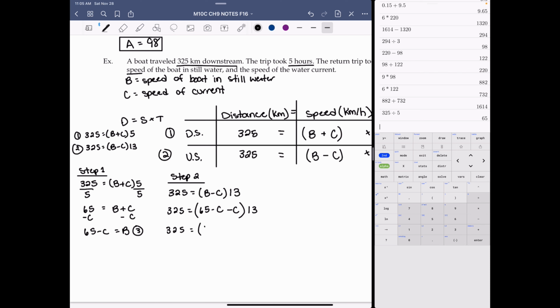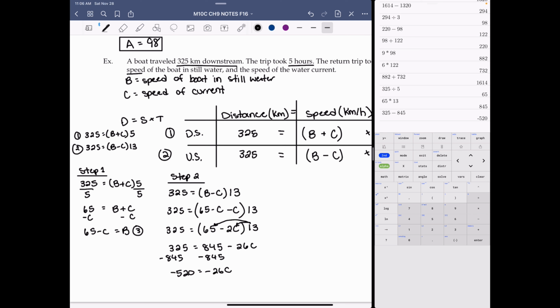Simplify the brackets. 325 equals 65 minus C minus C, which is 65 minus 2C, times 13. Then multiply the 13 into the brackets. 325 equals 65 times 13, which is 845, minus 13 times 2, which is 26C. And then we want to isolate C, so minus 845 from both sides. 325 minus 845 is negative 520 equals negative 26C. Divide both sides by negative 26. Negative 520 divided by negative 26 is 20 equals C.